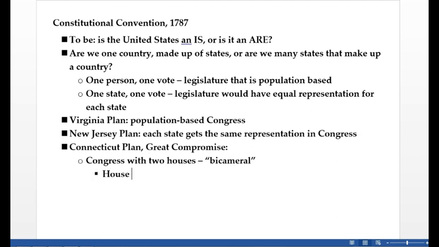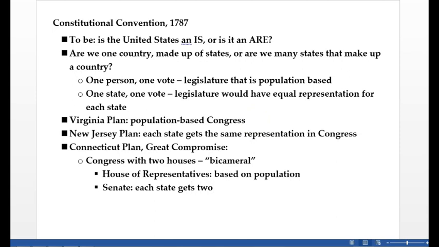The House of Representatives would be based on population. So each state would get a number of representatives based on its population. Virginia at the time getting the most, New Jersey getting less, Rhode Island getting the least. And a Senate: each state gets two senators, no matter how big or small they are.